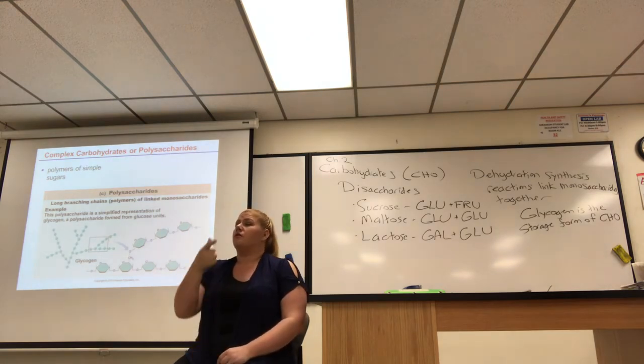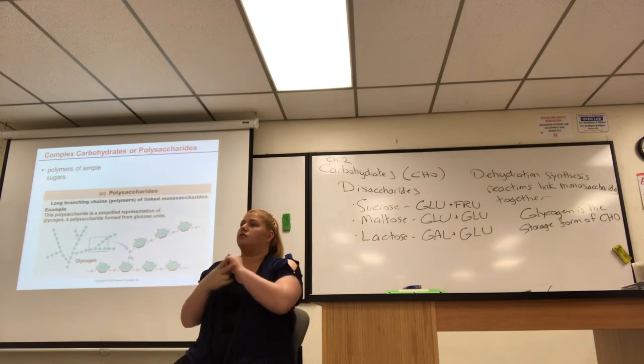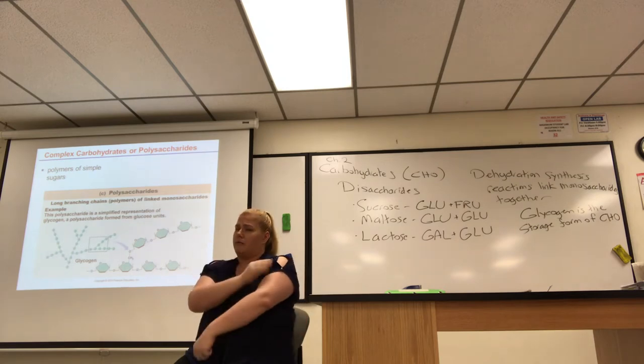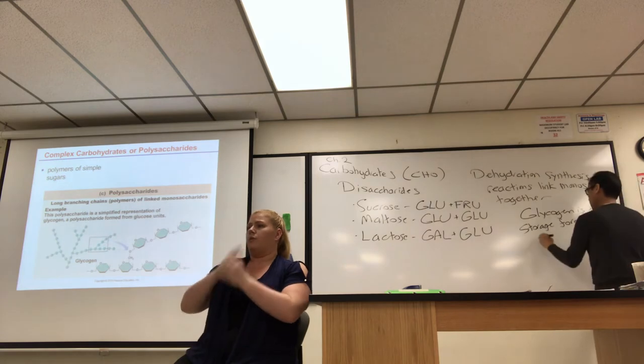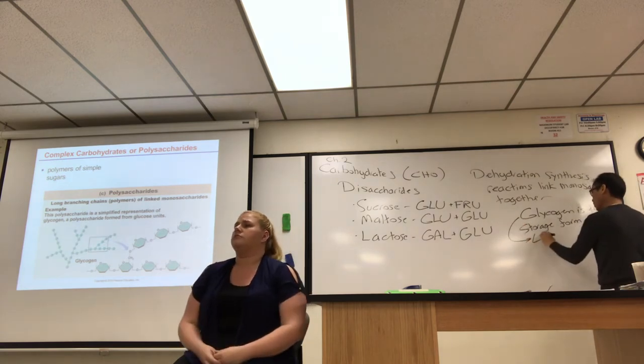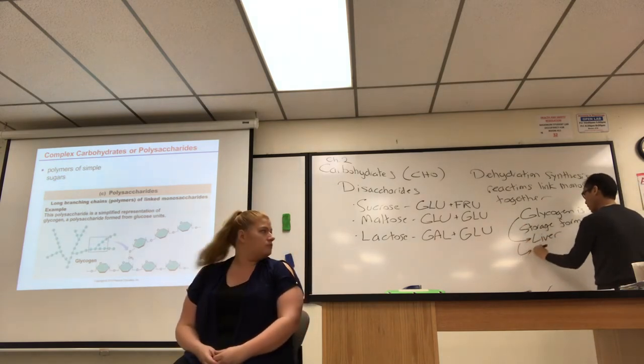Glycogen is stored primarily in the skeletal muscle, but also the liver. That's where you have your glycogen stores. Liver, skeletal muscle.